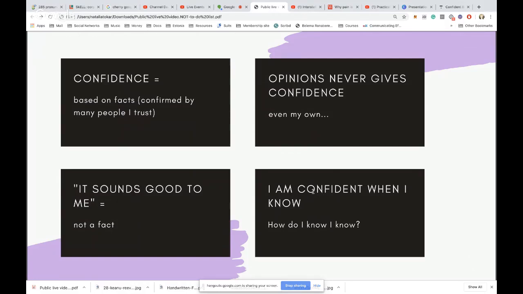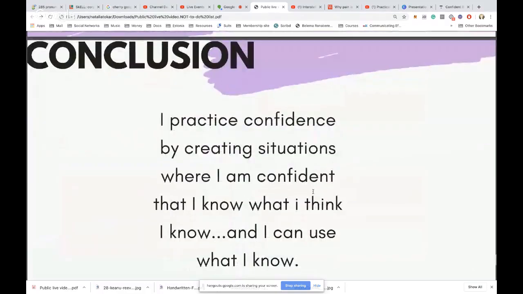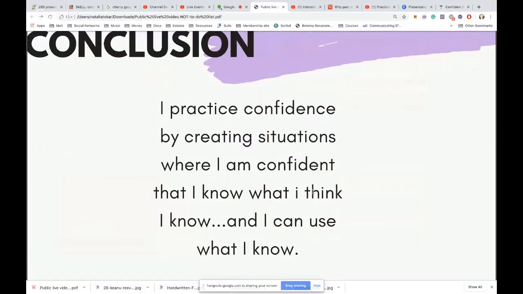And if I can hear it, if I can repeat it, if I can write it down, if I can say it in a conversation, then I know. And I know that whatever I'm saying is correct. This gives me confidence. So I practice confidence by creating situations where I'm confident that I know what I think I know.